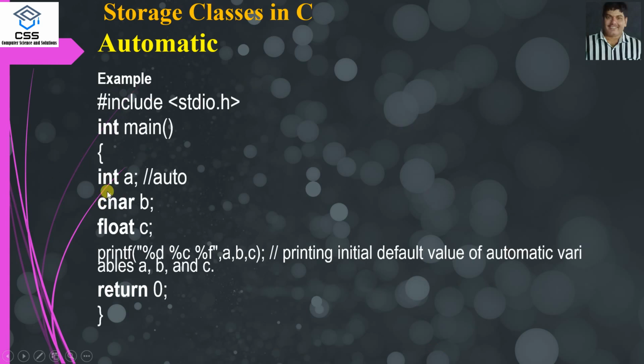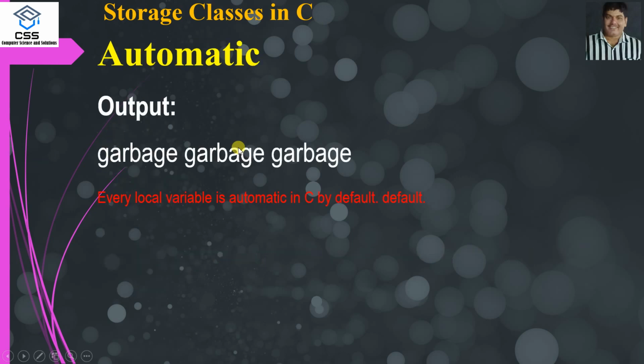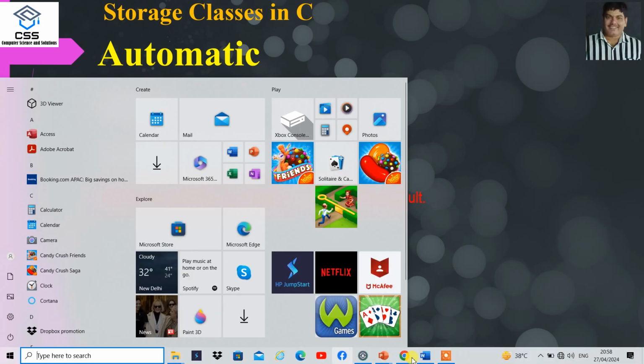How do you write it? Suppose I write int A, its default is auto. Char B, its default is auto. Float C, its default is auto. If I print them with %d, %c, %f, the default values of A, B, C will be garbage. See, it is garbage. If I run this program, definitely you will get the same result.